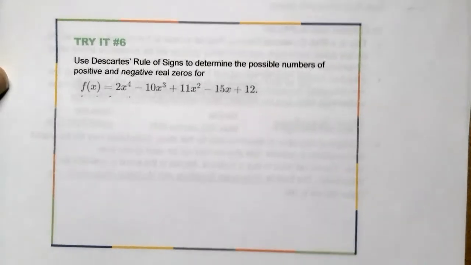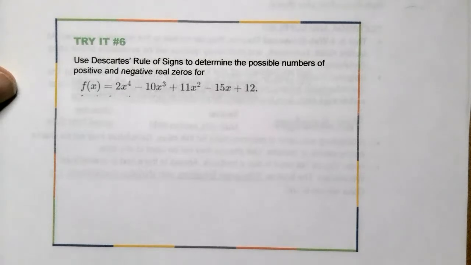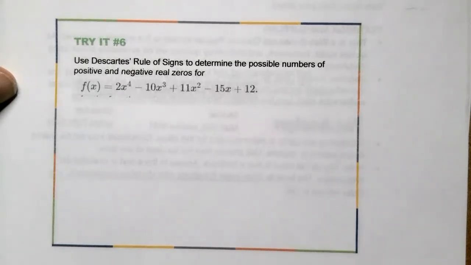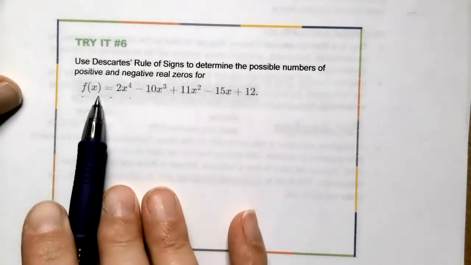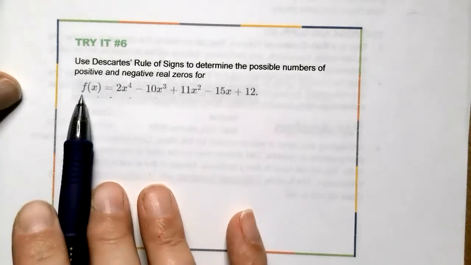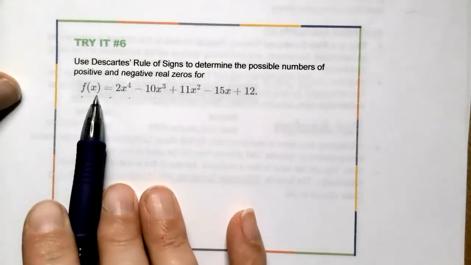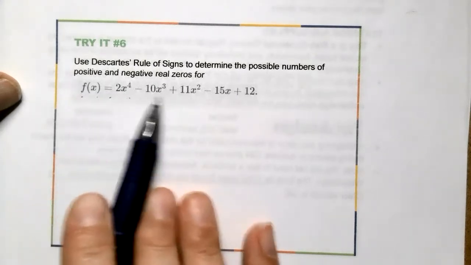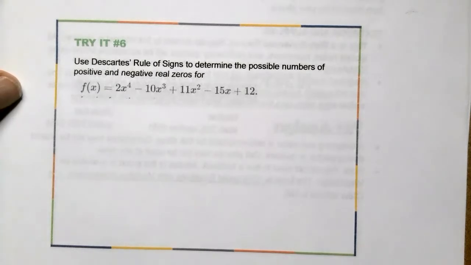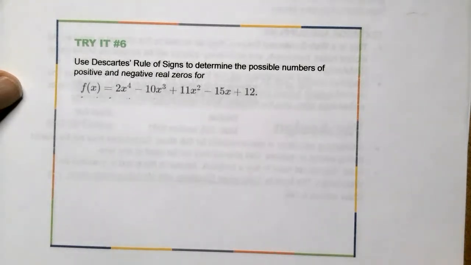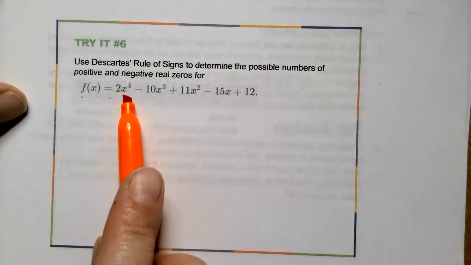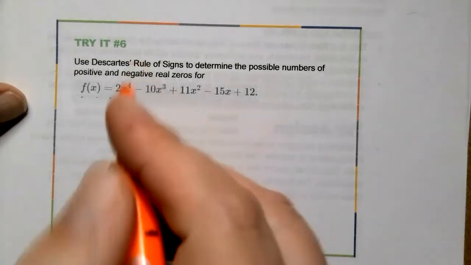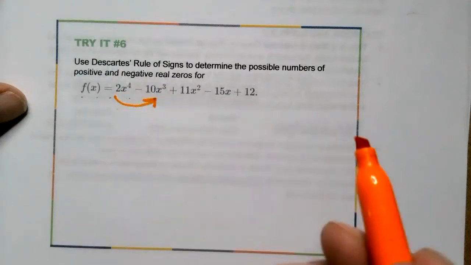Here it says use Descartes' rule of signs to determine the possible numbers of positive and negative real zeros. So we're given f of x, and remember, for positive real zeros, it's the number of sign changes in f of x. So we already have it. Let's count the number of sign changes. Now, the first term is positive. The coefficient is positive, and the next one is negative. So there is one sign change right here.